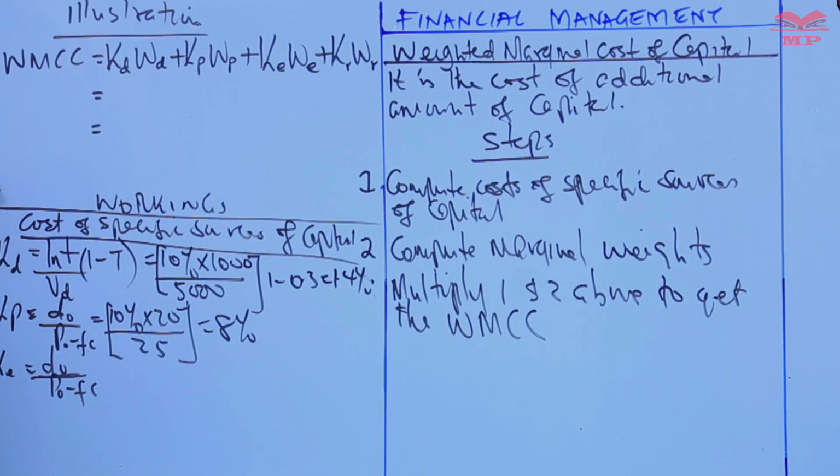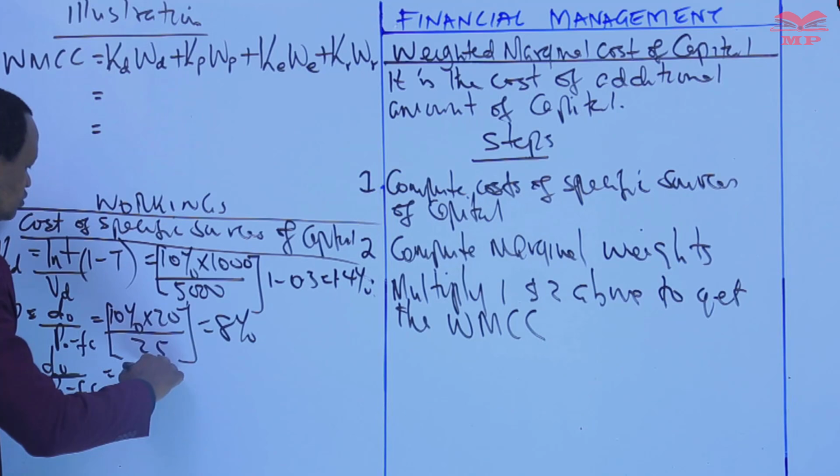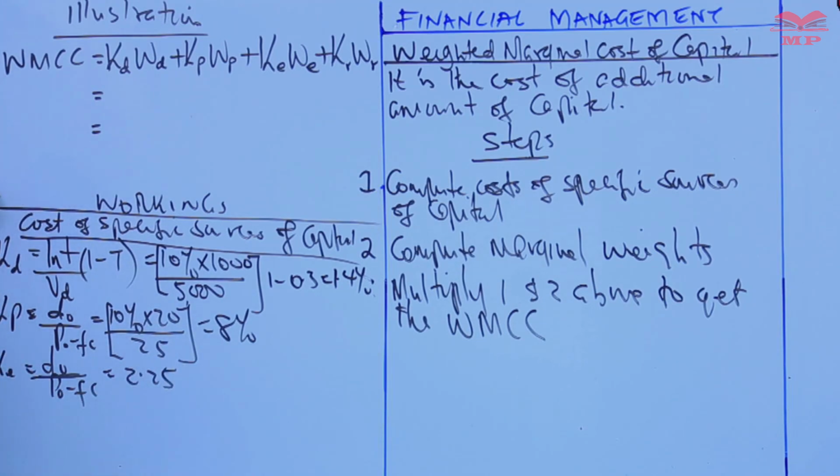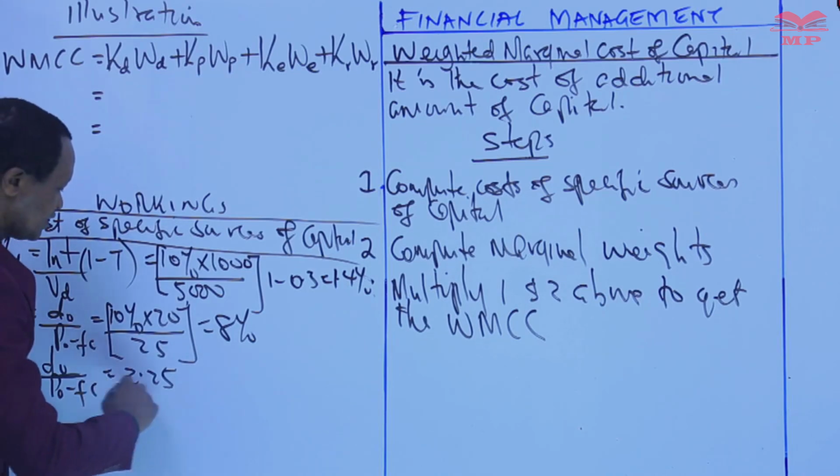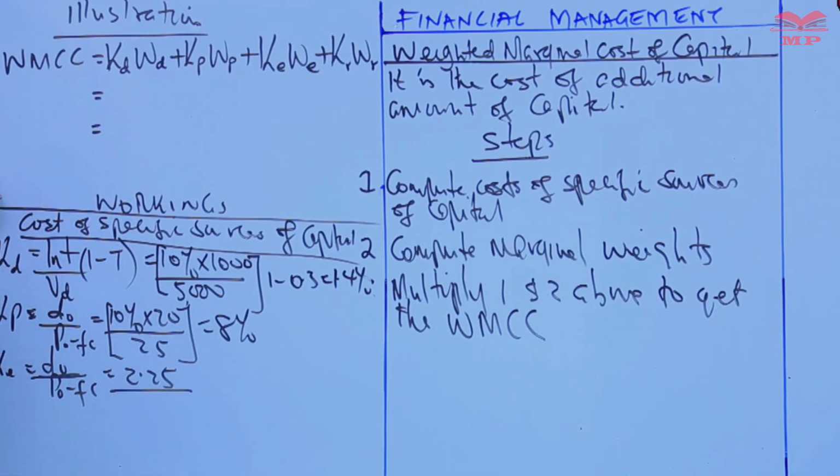So the company's current DPS, you are told, is 2.225. That one does not need calculation. The KE is equal to D naught, which is the dividend per share, 2.25. That is the DPS. The market value of this share, we read from the question, is 25 shillings.